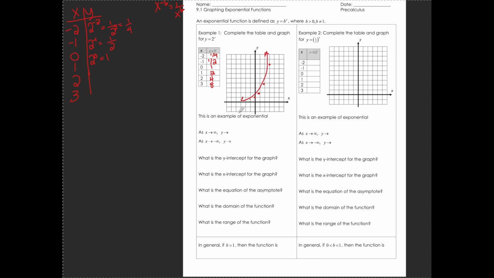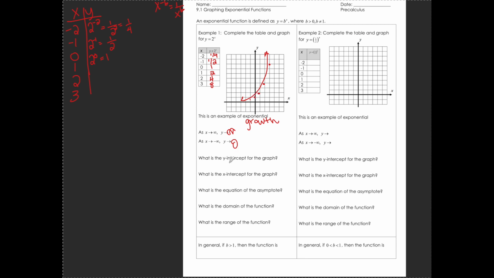So this is an example of exponential growth. We call this exponential growth because this function is growing as x approaches infinity. So as x approaches infinity, y is also approaching infinity. And as x is approaching negative infinity, y is actually approaching 0. As these values keep getting more and more negative, negative 3, negative 4, negative 5, you're just going to get numbers that are very, very close to 0, but you'll never actually get 0.